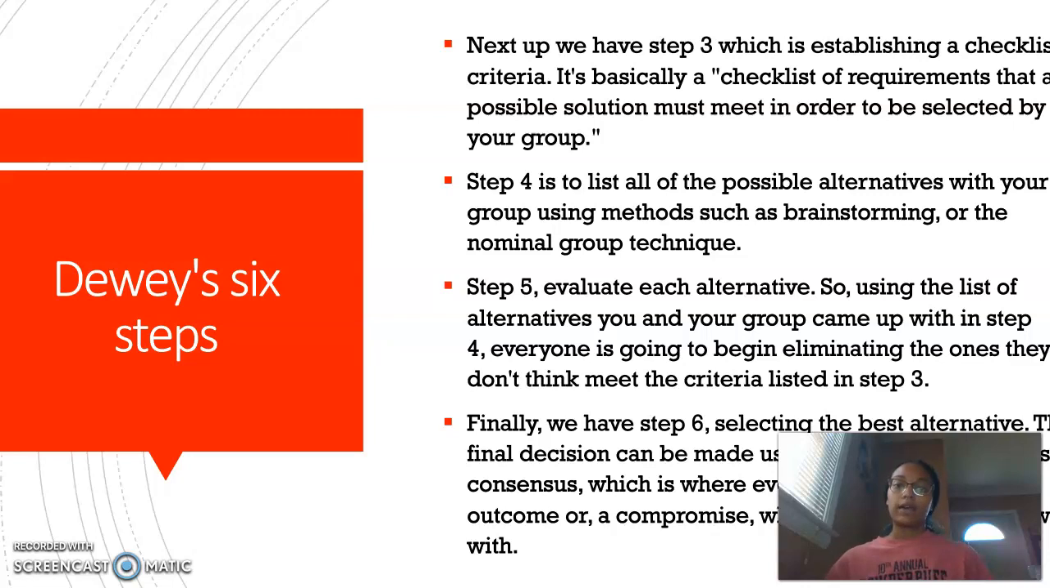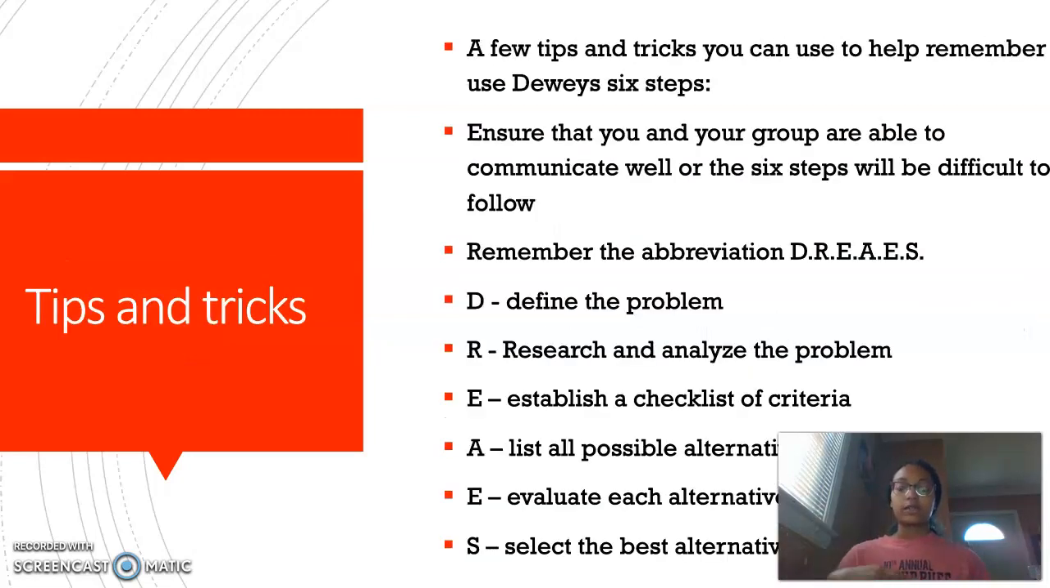And then finally, we have step 6, which is selecting the best alternative. The final decision can be made using one of a few methods: a consensus, which is where everybody in the group agrees as a whole on the outcome, or a compromise, which no one completely wins with, but either way works, especially if you're on a time crunch and you can't quite get everybody to agree on the final alternative in time.